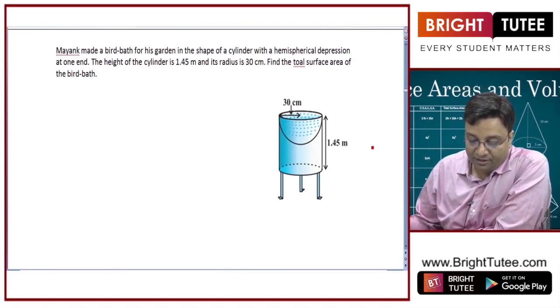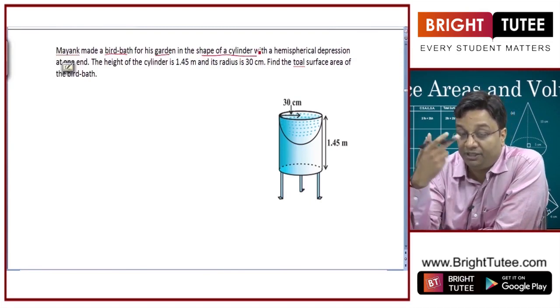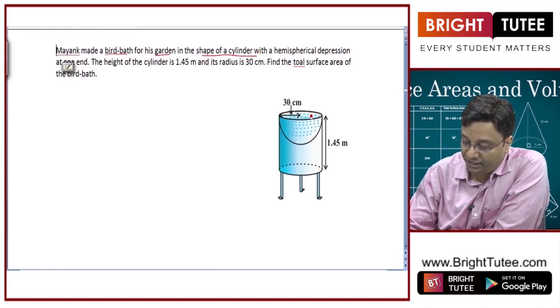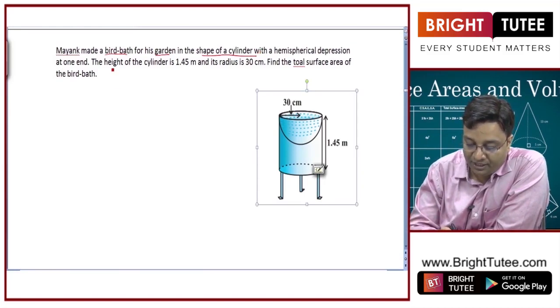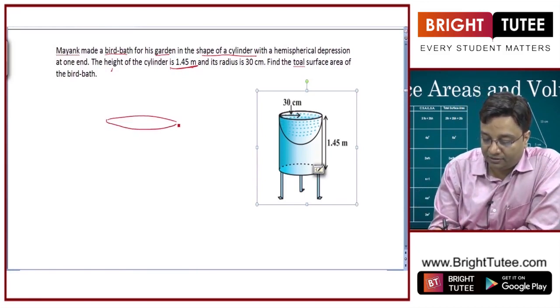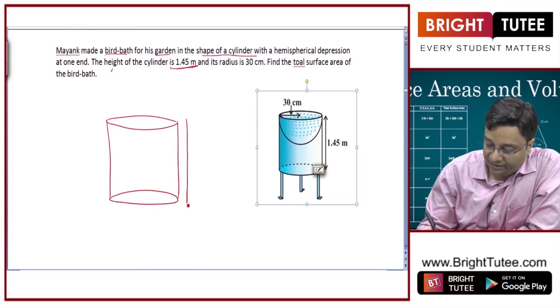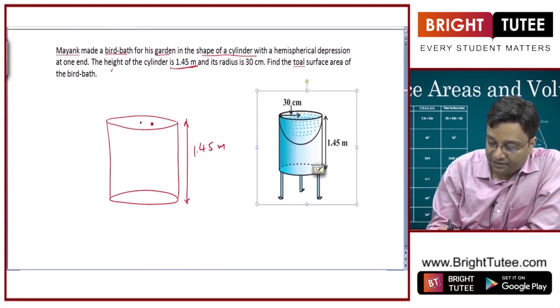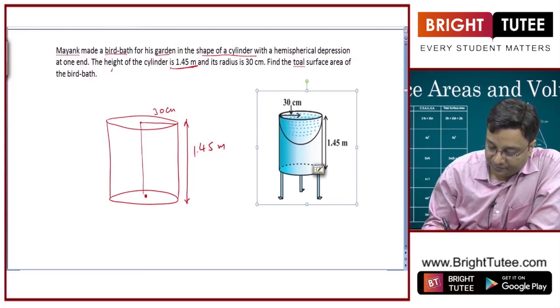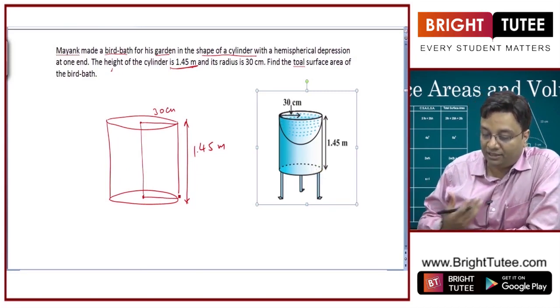Okay, then there is another solid shape here. This is a bird bath for his garden in the shape of a cylinder with a hemispherical depression to contain water, right? This hemispherical depression will contain water. The height of the cylinder is 1.45 meter. So there is a cylinder of height 1.45 meter, right, and this radius is given as 30 centimeter, right. This radius will act as the radius of the hemispherical portion also and the cylinder also.